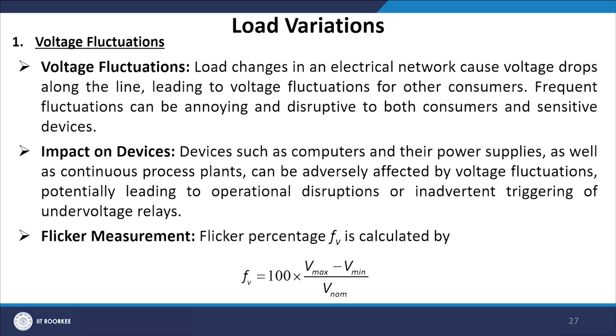Voltage fluctuation is mainly due to load variation also. Load changes in an electrical network cause voltage drops along the line, leading to voltage fluctuations for other consumers. Frequent fluctuations can be annoying and disruptive to both consumers and sensitive devices. Devices such as computers and their power supplies as well as continuous process plants can be adversely affected by voltage fluctuations, potentially leading to operational disruptions or inadvertent triggering of undervoltage relays.